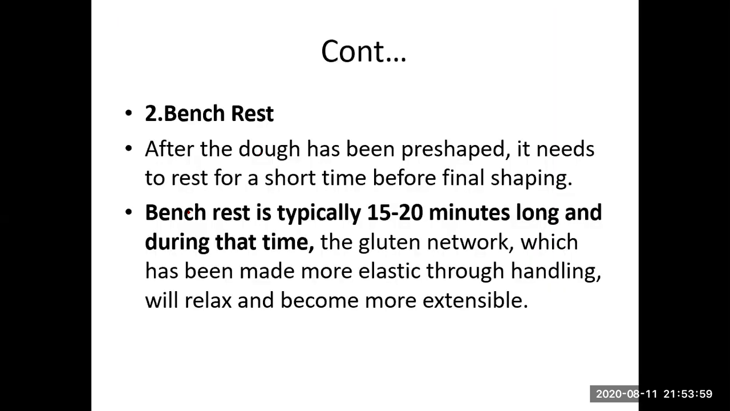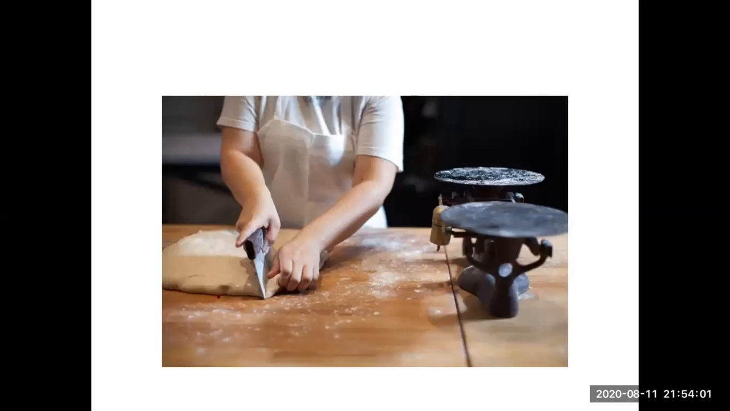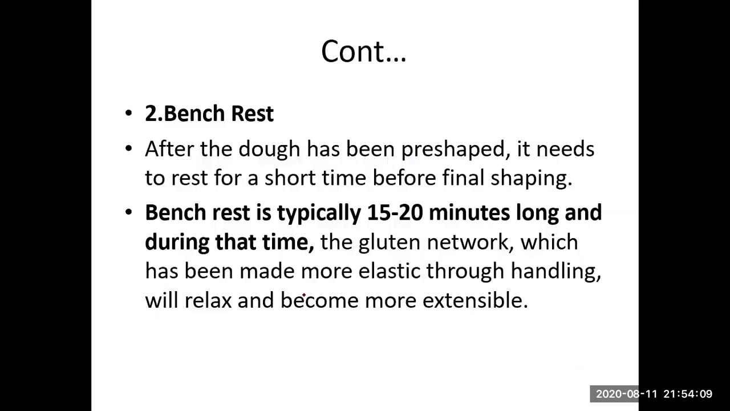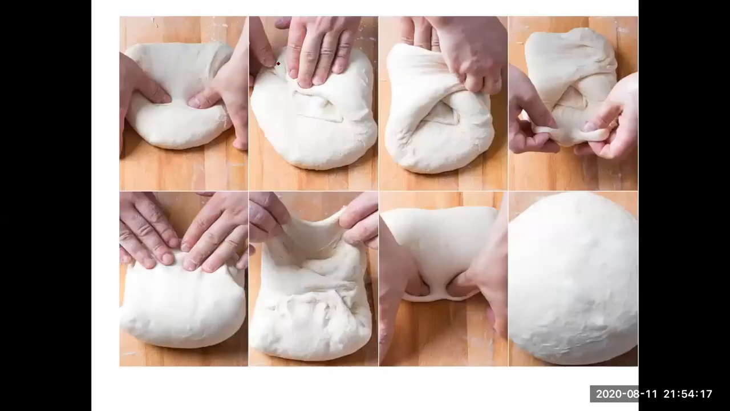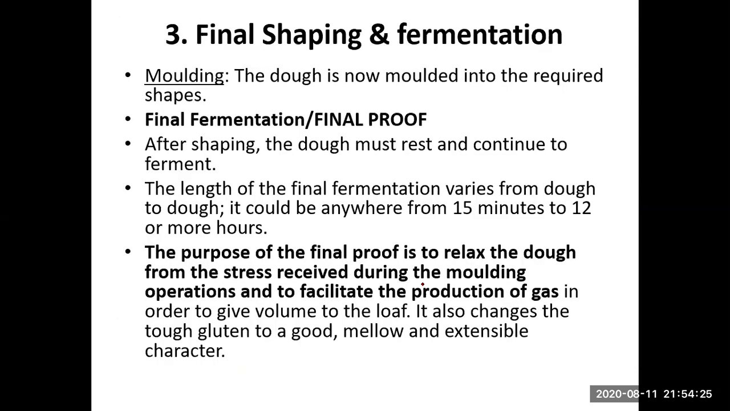So the main thing is that after pre-shaping, you give the dough different shapes or different grams according to your requirements. You divide the dough. After that, if you want, you give a 15 to 20 minute rest, and after that different kinds of folding are given to the dough, and it's given some rest again, and after that it goes to final fermentation or final proofing.